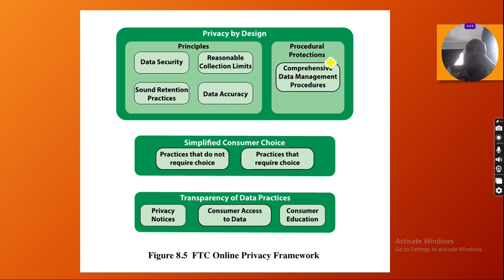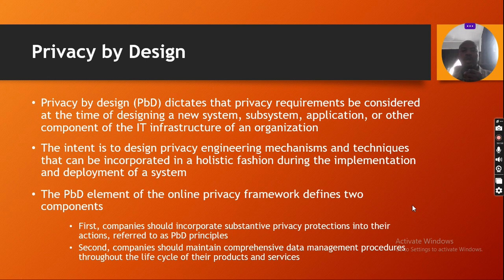Then we look at procedural protection, the comprehensive data management process. So what procedures, methods, and policies you have in place to protect the data of these consumers. After that, we look at simplified data choice. We have practices that do not require choice, and practices that do require choice. This should be made available and made known to consumers. Transparency of data practices: privacy notices should be given, consumer access to data should be allowed, and consumer education should be provided. Okay, so let's move on quickly.